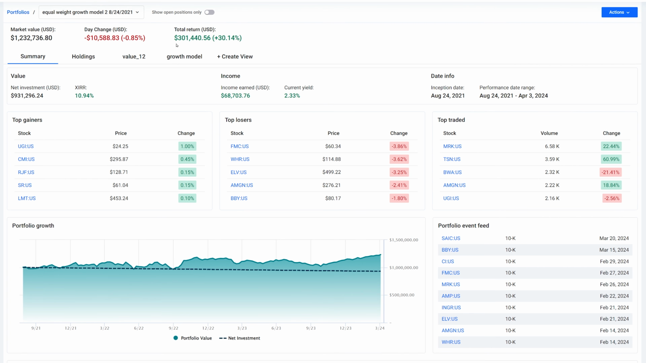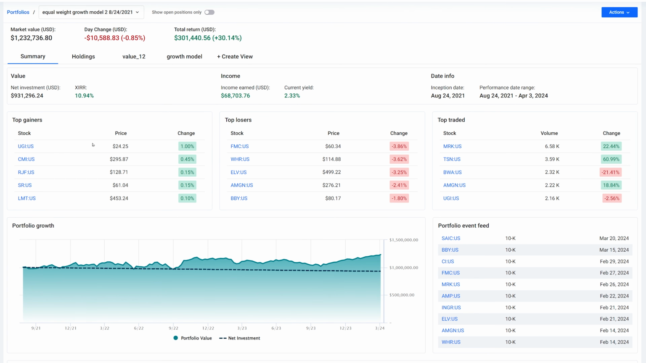This portfolio has generated over $300,000 in total return, or 30% appreciation. The annualized rate of return has been 10.94%, and the current value of the portfolio would be $931,296. What that means is this was originally built with $1 million, and we've received $68,000 in income with a current yield of 2.33%. Now, Model 1 had a yield over 4% and generated more income than this one, which is what it was designed for. This one is designed for growth of income going forward.